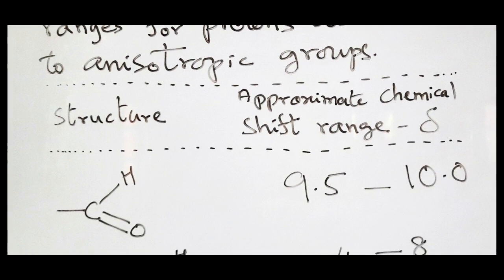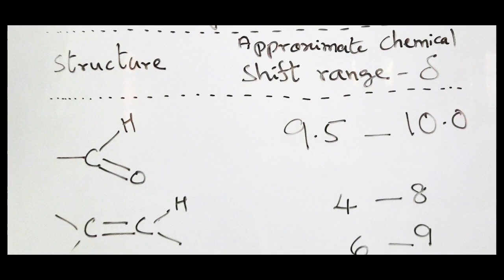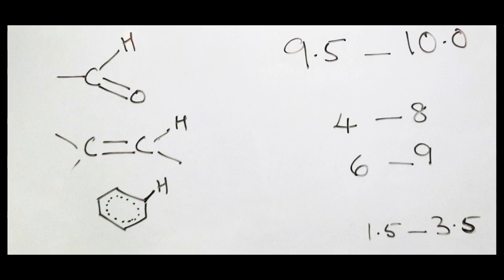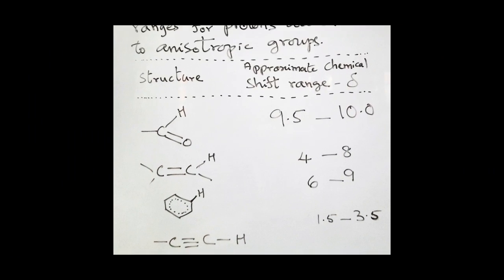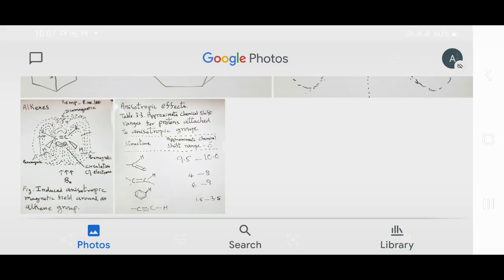I have given various structures. See, the carbonyl compound. The chemical shift value is in the range say 9.5 to 10. You have ethylene, the chemical shift value is in the range say 4 to 8. And for benzene it is 6 to 9, and for acetylene it is 1.5 to 3.5. We saw the reasons one by one.